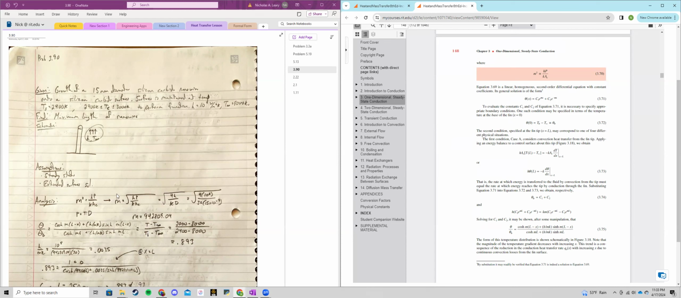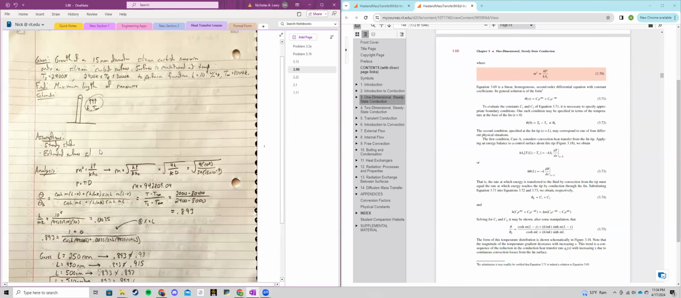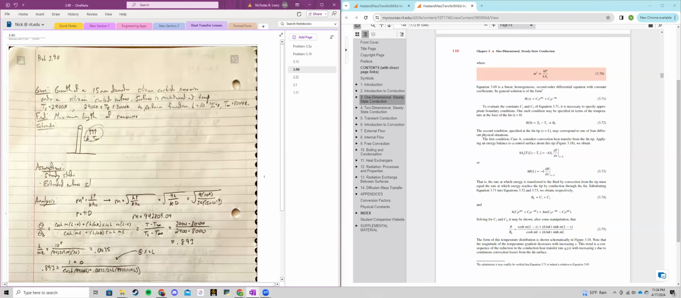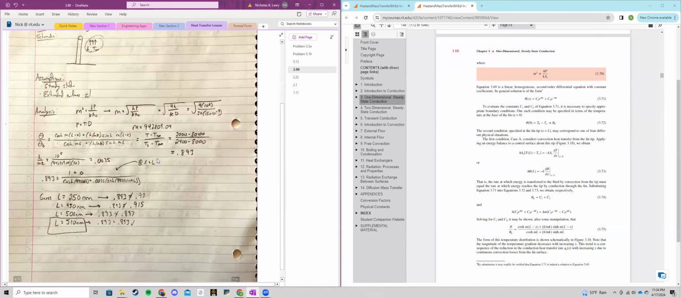So actually, I don't believe this is a steady state problem. I'm sorry, I'm not sure if we should write that down. There's no mention of, or there is a mention of time. So I guess it's not really a steady state problem. But another assumption that you could say is constant properties throughout, from the extended surface and the base as well. So sorry, back to that.